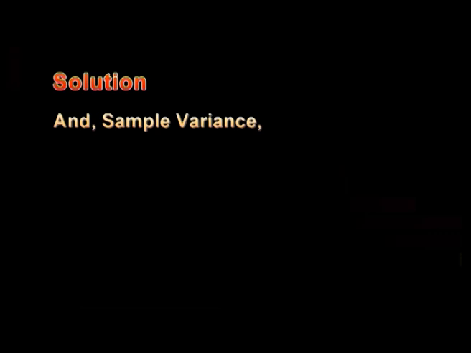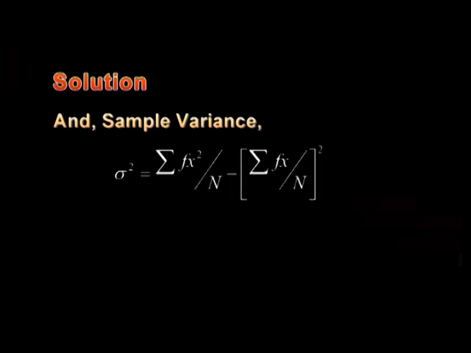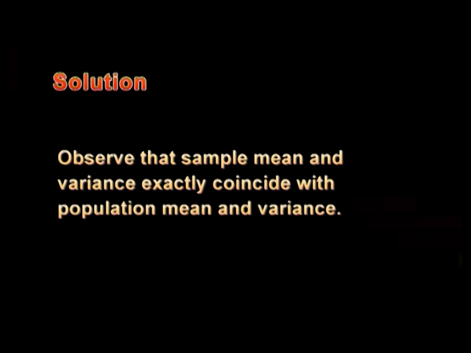Variance is given by sigma square is equal to summation of f into x square by n minus summation of f into x divided by n the whole square is equal to 4 by 10 minus 4 by 10 whole square is equal to 0.24. Here we need to note that in this distribution for given random numbers, the sample mean and variance exactly coincide with population mean and variance.